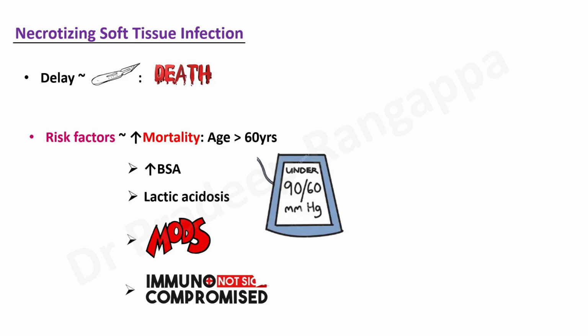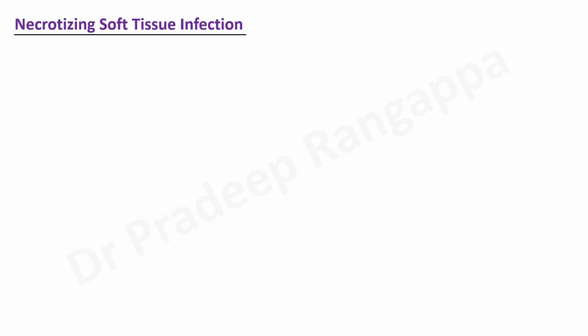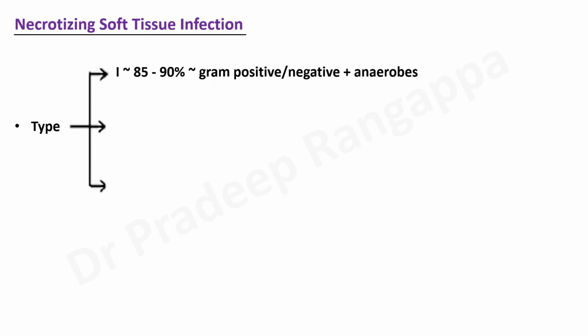And most important, how do we classify necrotizing fasciitis? There are three classifications. Again, this I think is important for intensive care. Type 1 is the commonest. 85 to 90% of necrotizing fasciitis is type 1, which is caused by either gram positive or negative with anaerobes.